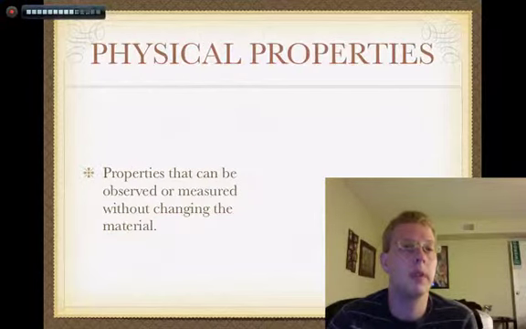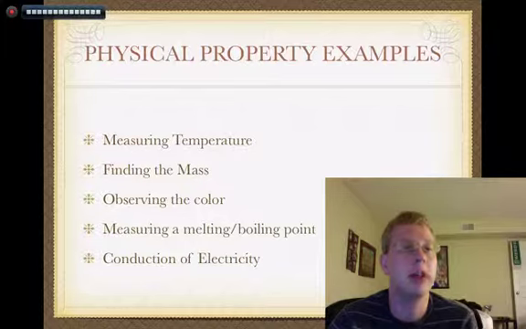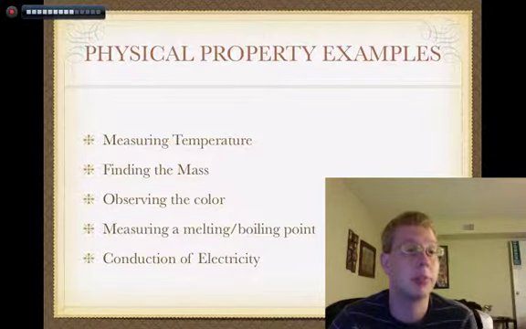We're going to start with physical properties. Physical properties are any property that can be measured or observed without changing the material. Some examples include the measurement of a temperature for an item, such as measuring the temperature in the oven. It doesn't change the inside of the oven when you measure the temperature.